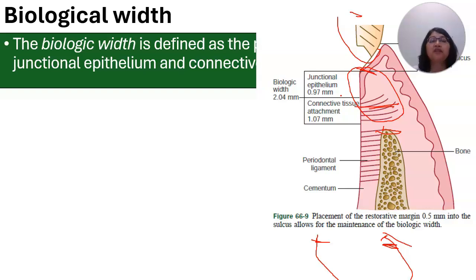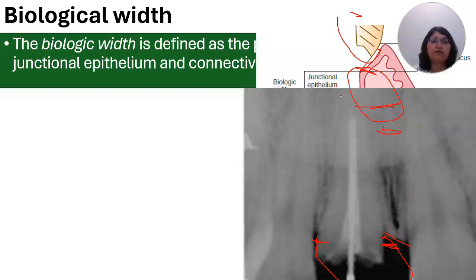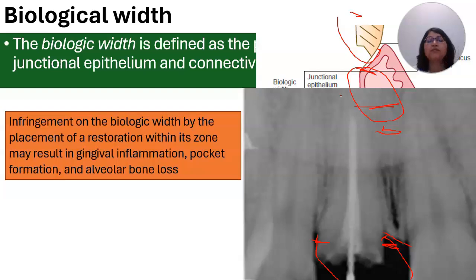I understand it's a very difficult concept to understand, but I hope I've helped you understand a little bit about biologic width. And what happens if you actually put your restorative margin in this biologic width, in this zone, you will have inflammation, pocket formation, bone loss, basically. All these things are the consequences when you violate the biologic width, right? And how do you know it?